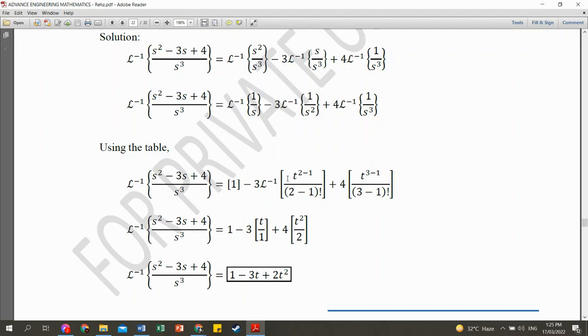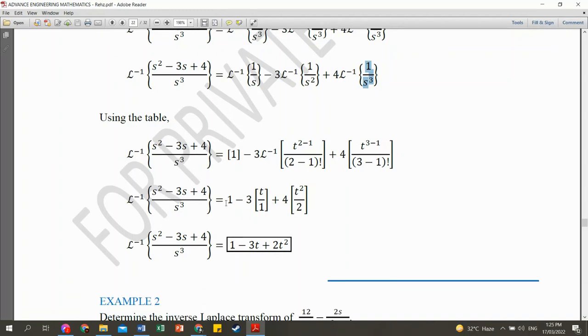Plus, we also have 4 times this one, s cubed. It's the same, only the n is different. In this case, your n is equal to 3. So, we have t raised to 3 minus 1 over 3 minus 1 factorial. Simplifying further, you now have 1 minus 3 times t over 1 plus 4 times t squared over 2.